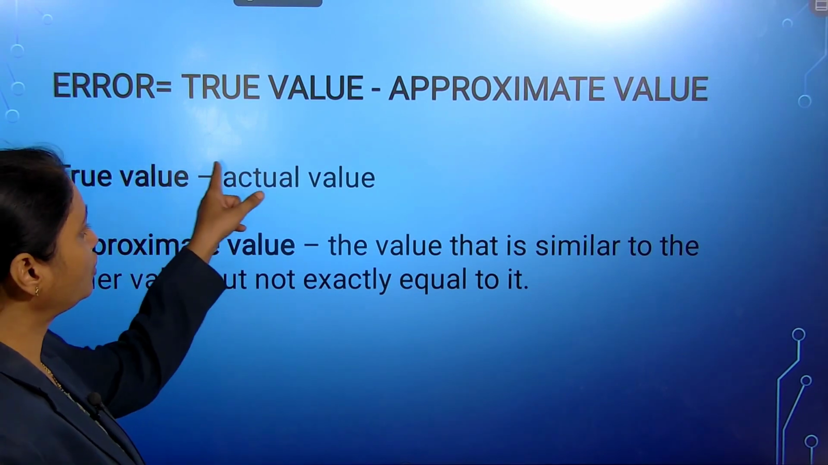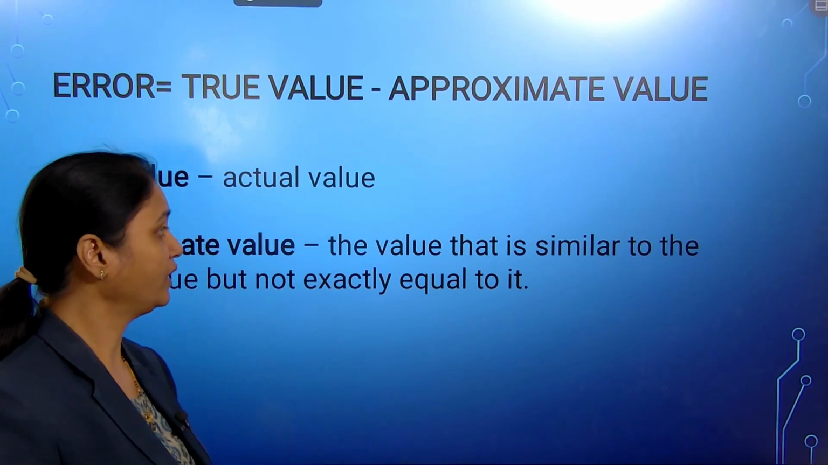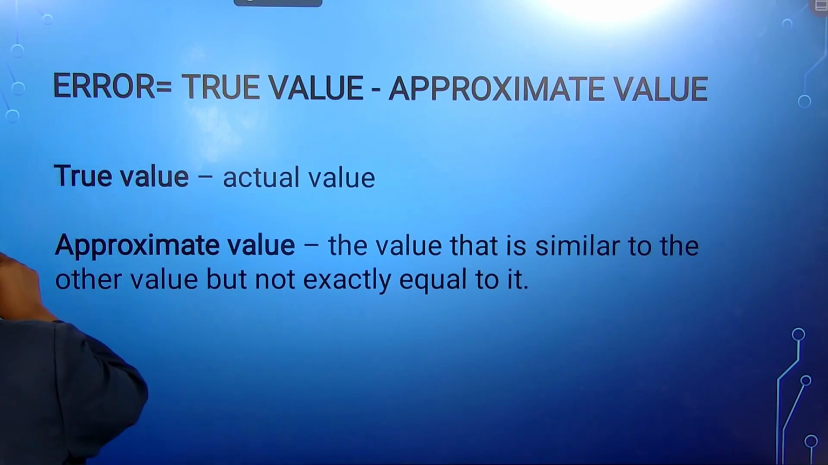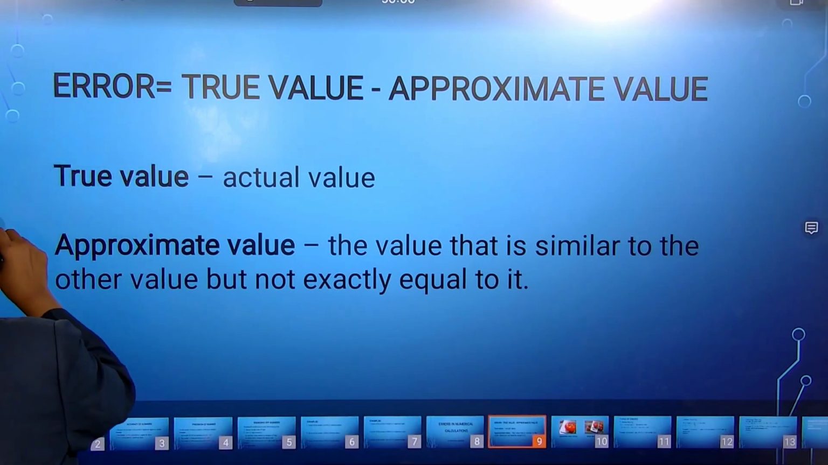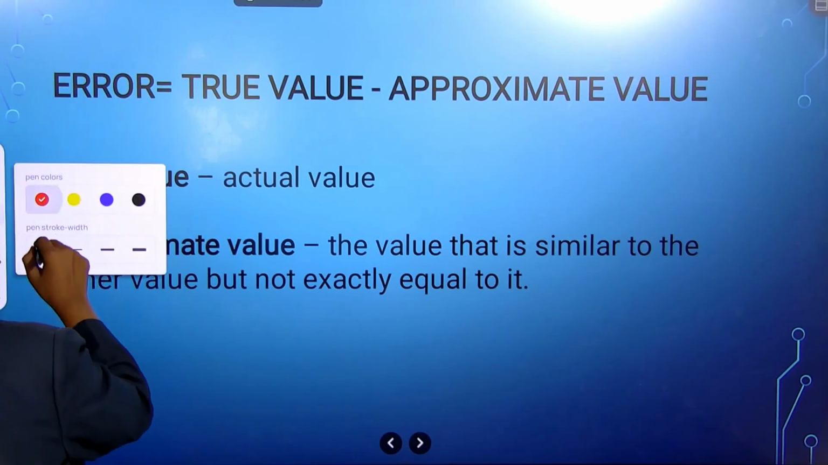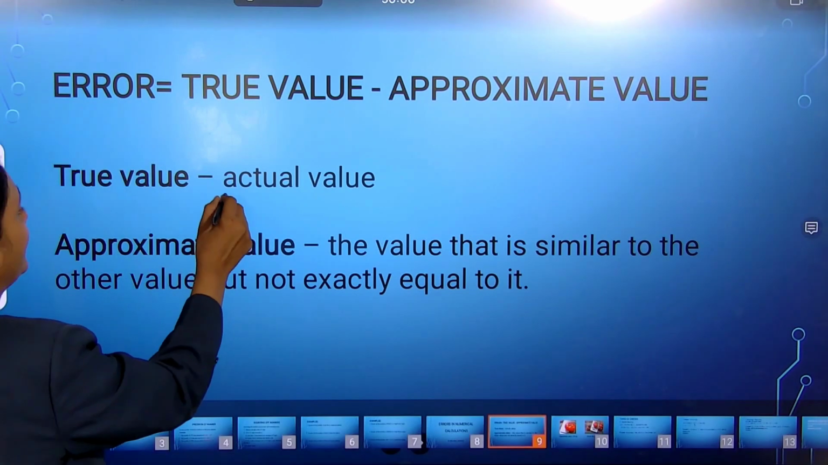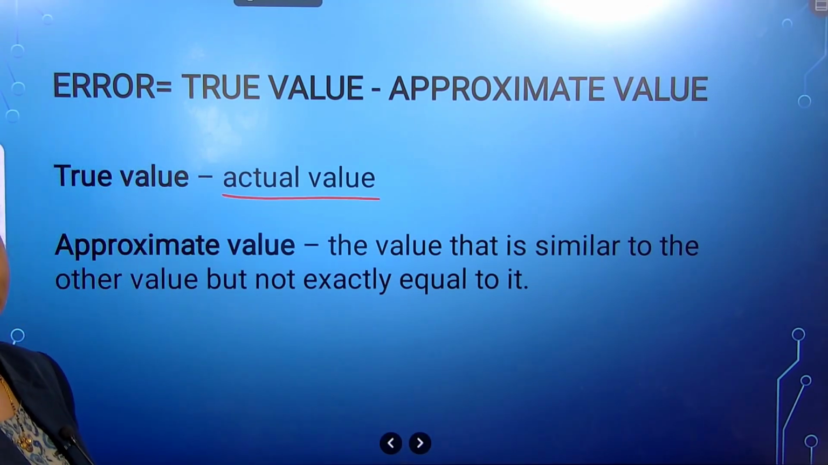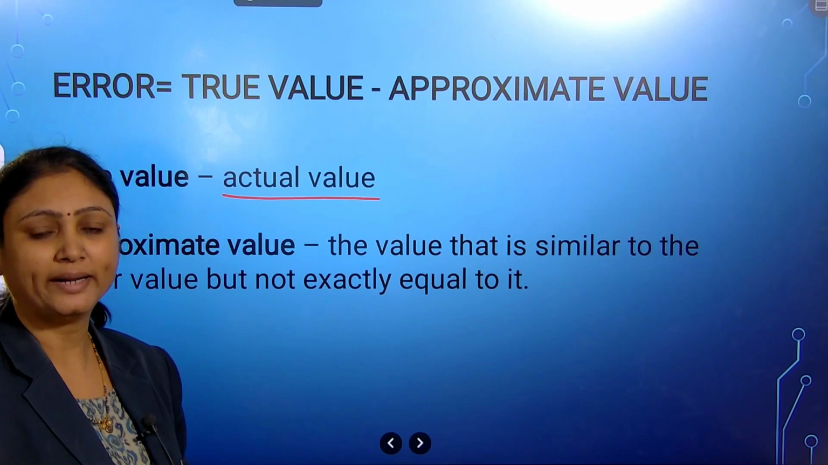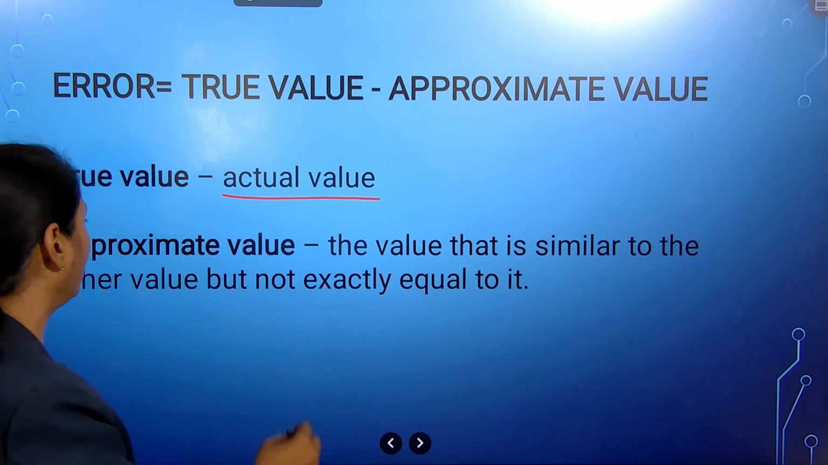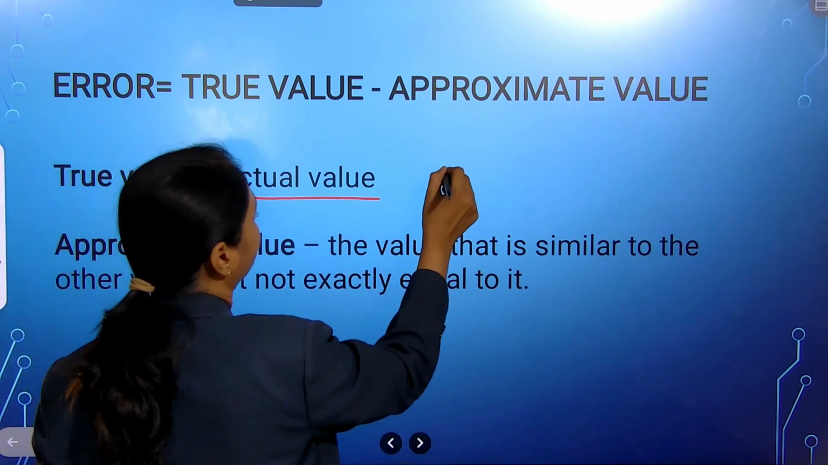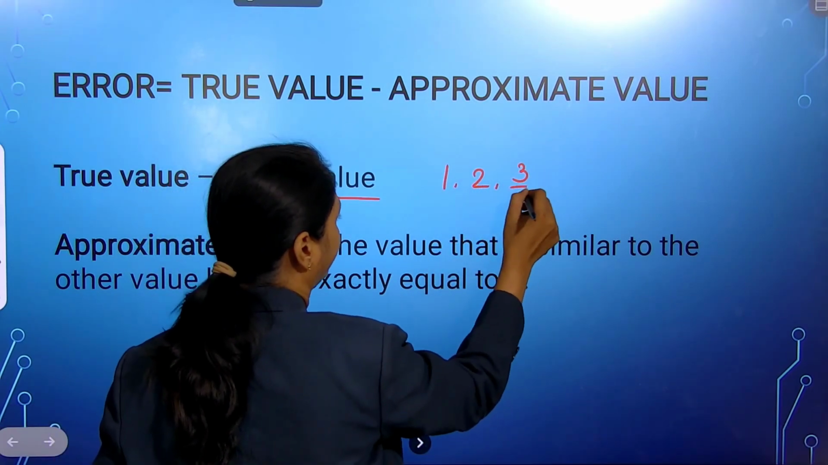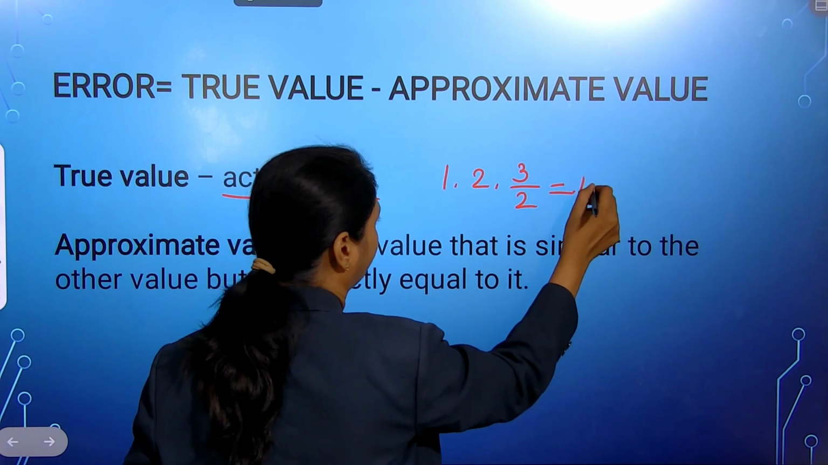So error is equal to true value minus approximate value. Now what is true value? True value is the actual value, and the approximate value is the value that is similar to the other value but not exactly equal to it. Now the example of true value is, suppose 3 by 2, it is 1.5.